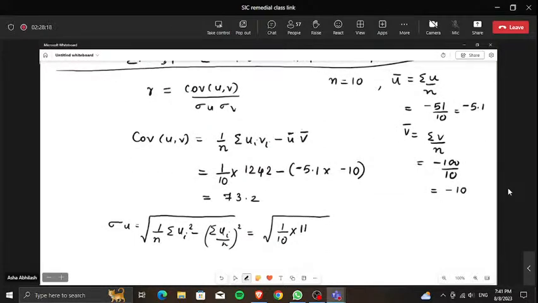Yes or no? Yes. And U bar, how much you have got? Minus 5.1. Yes. Quickly find this value.